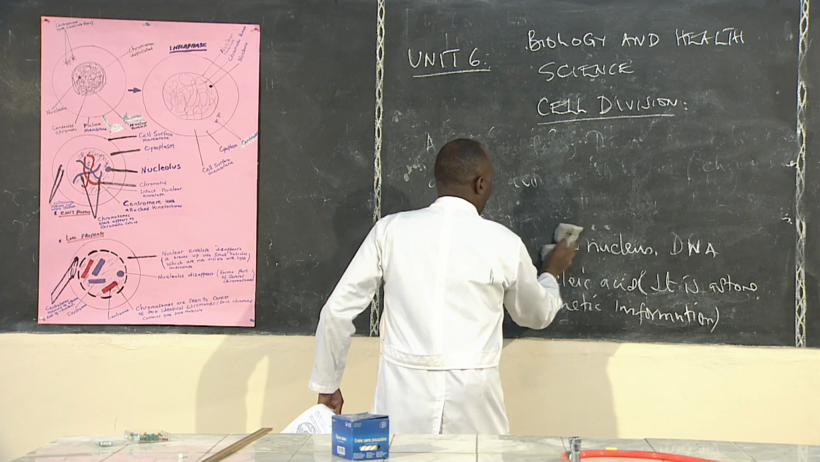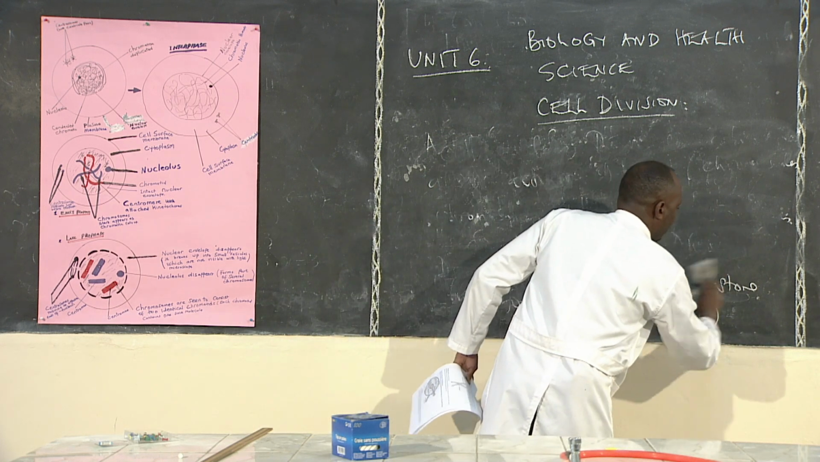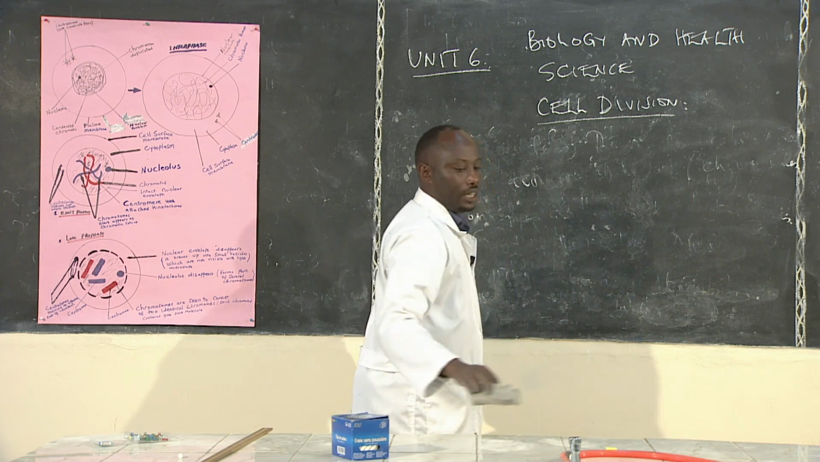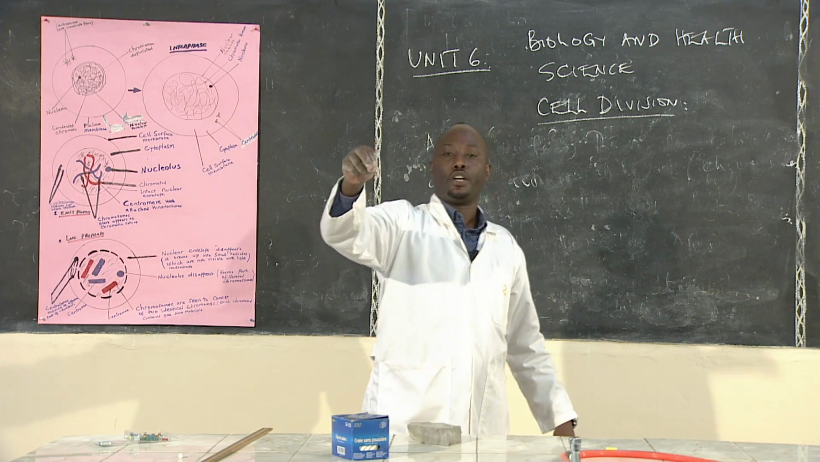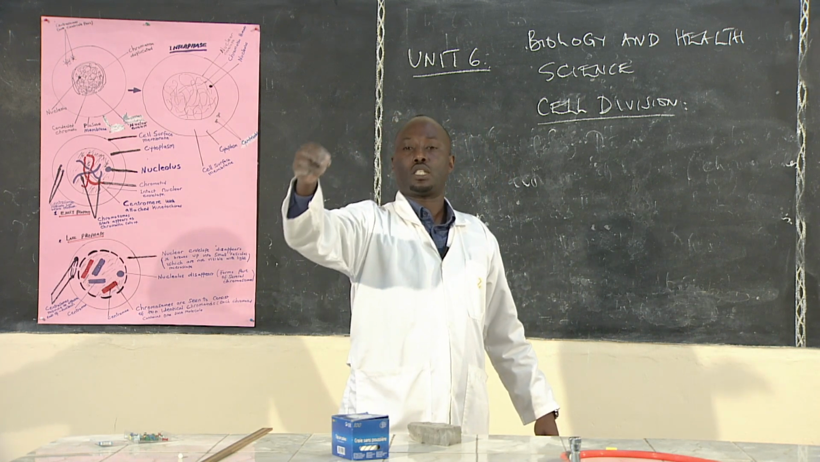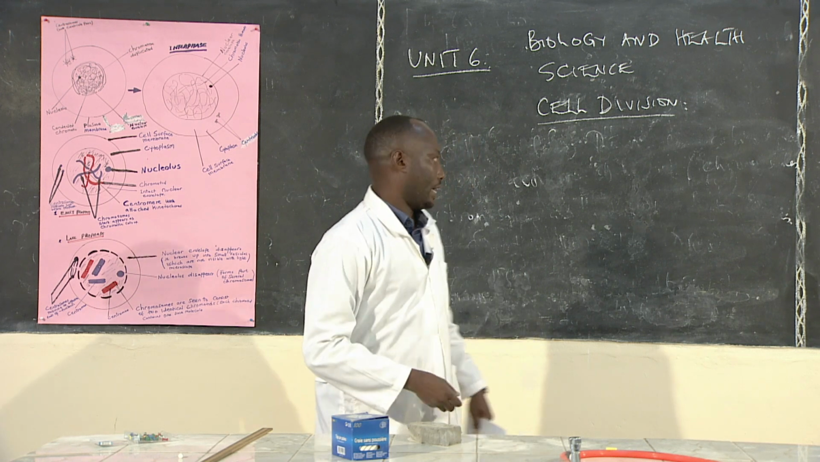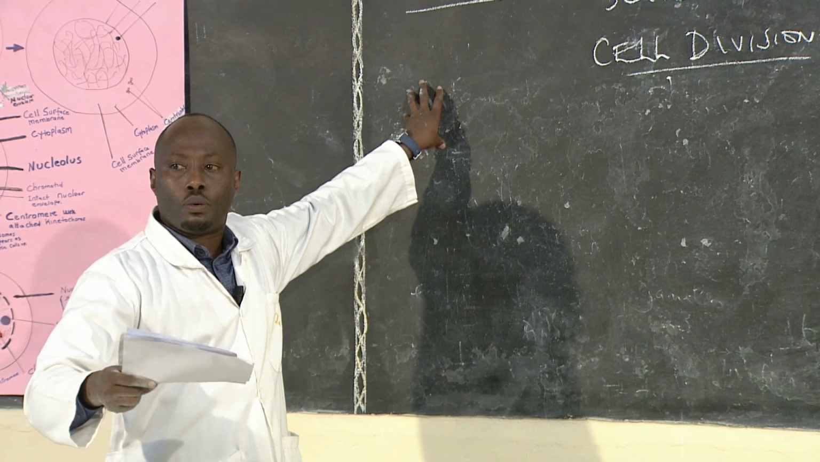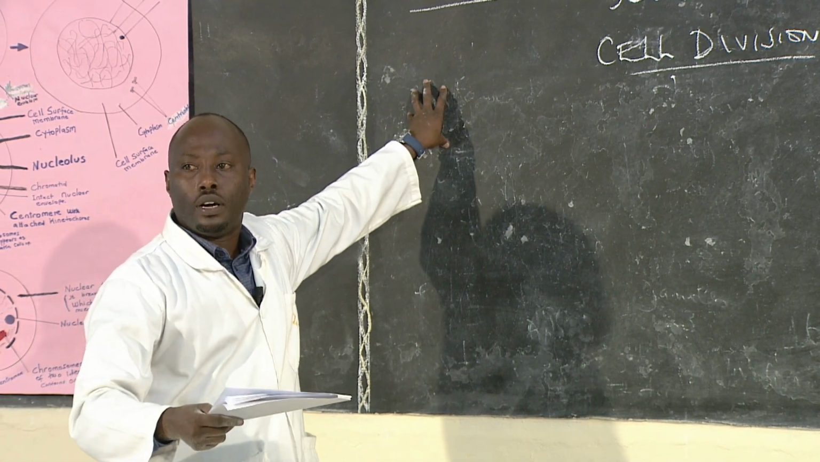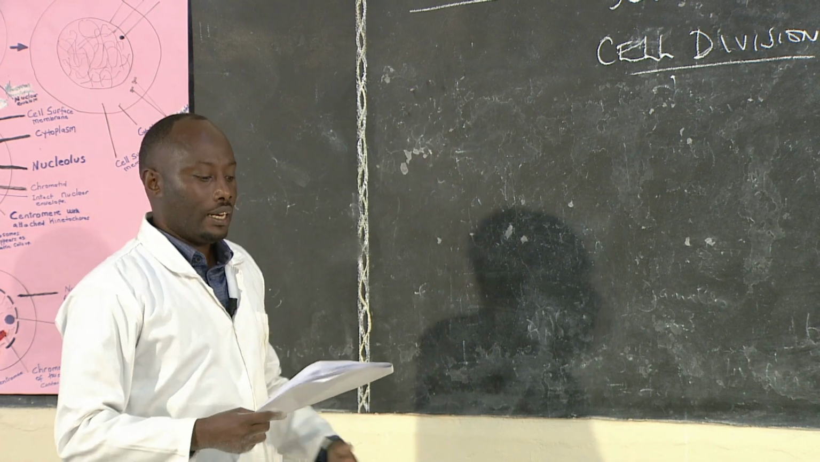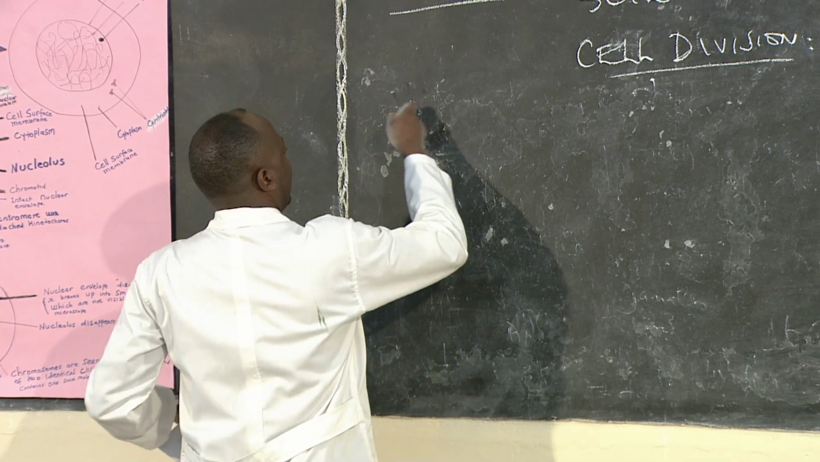I said the number of chromosomes varies from individual to individual, from organism to organism, meaning that the number of chromosomes found in humans is not the number found in lions. Let's have this one: the number of chromosomes that are found in an organism varies according to the species. Take that note.